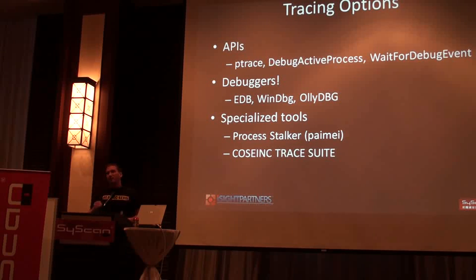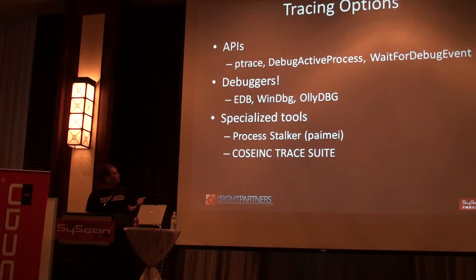So specific to tracing options, if you want to trace execution, how do you do that? Traditionally, you have these options at hand here. You have APIs that your operating system will expose. ptrace is one we're not going to talk about, because I'm focusing this talk specifically on Windows, because that's where all the money is. DebugActiveProcess and WaitForDebugEvent are Windows APIs you can call to trace or to debug a process that's running in Windows.